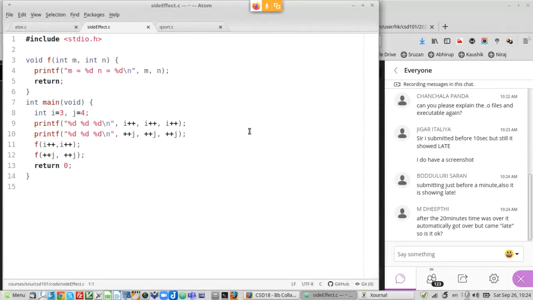Don't bother about the quiz. We'll look at whether it is late or not. It could have something to do with the clock. Your clock may be slightly off.